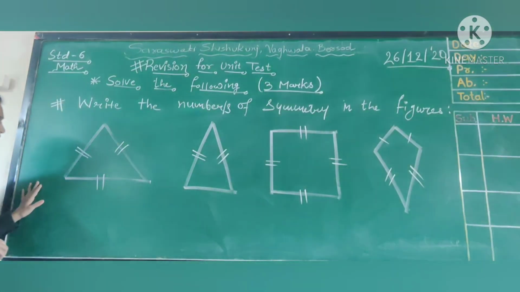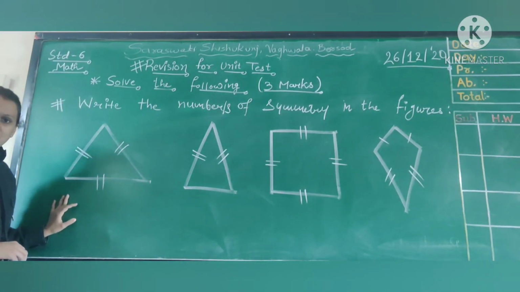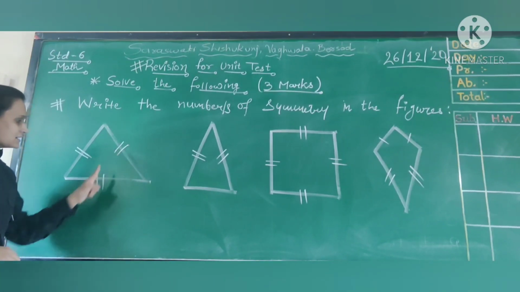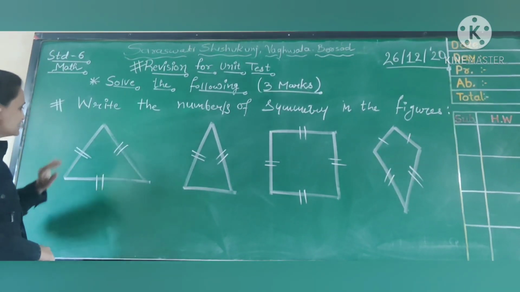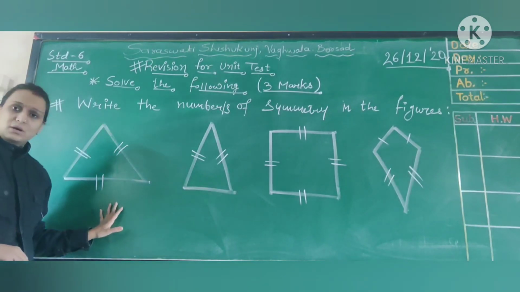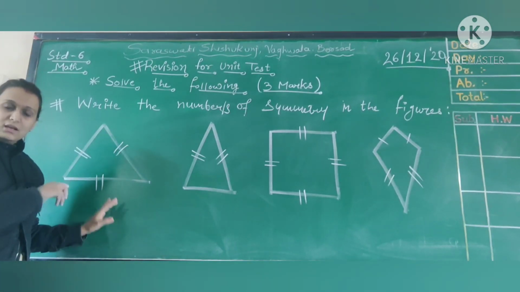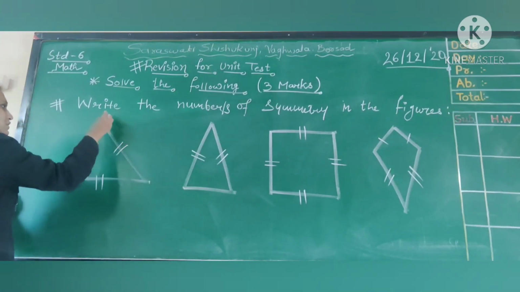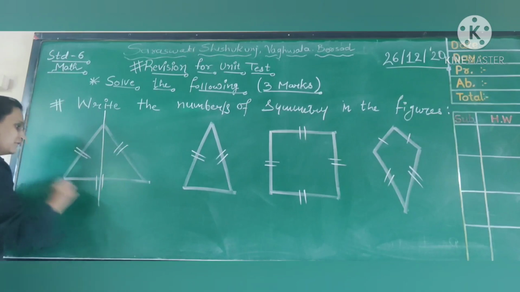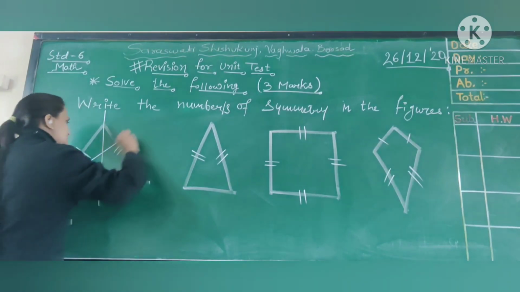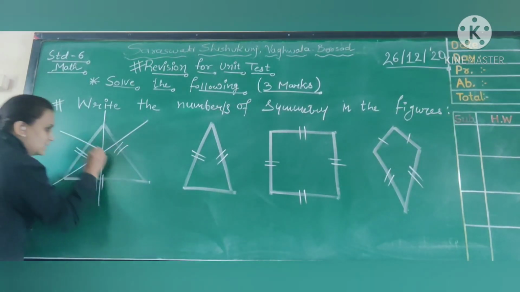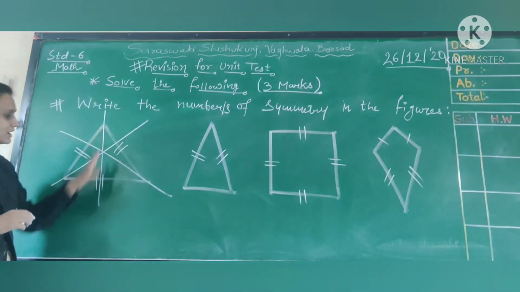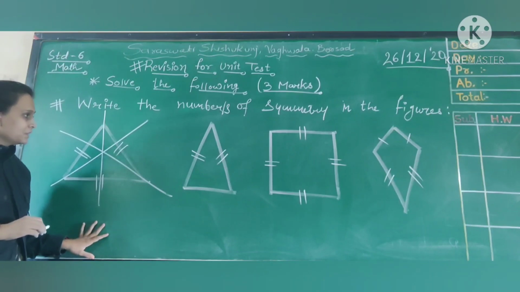See here, in the first figure you can see that this is a triangle. But here in the triangle all 3 marks are the same. It means that all 3 sides are equal, so the given triangle is an equilateral triangle. So how many lines can we draw? This is the first line, this is the second line and this is the third line. So in the first figure we have 3 lines of symmetry.